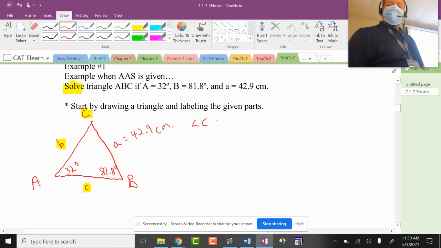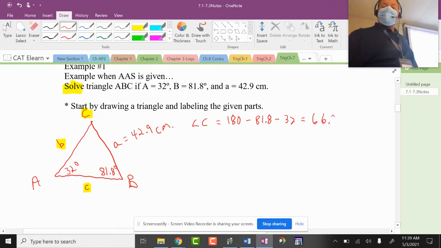All right, so angle C. What's the sum of three angles in a triangle? 180. So it's 180 minus 81.8. Could someone please type this so I don't have to go to my calculator? 67. That can't be correct. It's got to be 0.2. 60 what? 66.2. Do we got a yes on that?